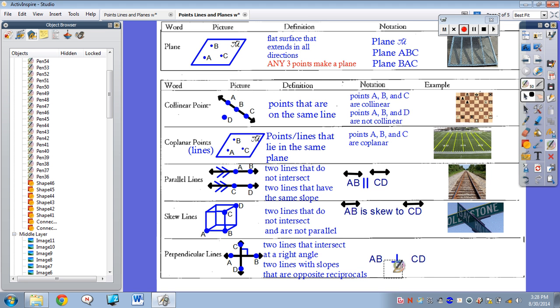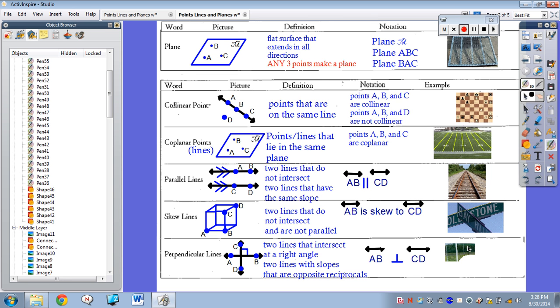So here you've got AB is perpendicular to CD. This upside down T is the symbol for perpendicular. And I think I'm missing something, so give me a second. There you go, here are your two lines. You've got line AB, that's the horizontal line, and you've got line CD, which is the vertical line, and they're both perpendicular to one another. So this is the symbol for perpendicular, and this is the symbol for parallel.